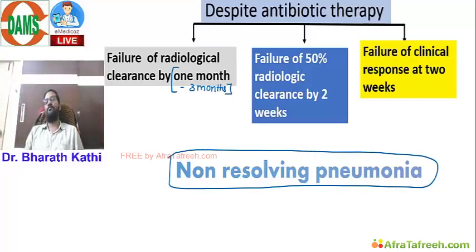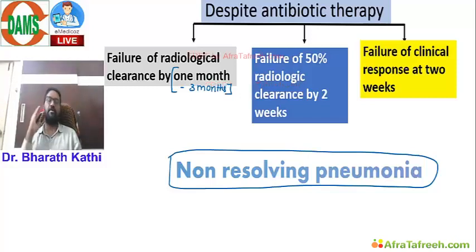Clinically not improving by 2 weeks. Radiologically, 50% clearance has not been achieved by 2 weeks, or radiologically complete clearance has not been achieved by 1 to 3 months, because for a few infections it will take more time. So this streptococcal infection might resolve in 1 month, but a few infections can take more time. Because we usually see streptococcus as a common organism, I have used the term 1 month. So clinical resolution within 2 weeks, or complete radiological resolution within 1 to 3 months. If it is not happening, it is called non-resolving pneumonia.